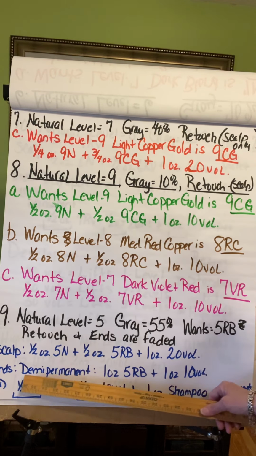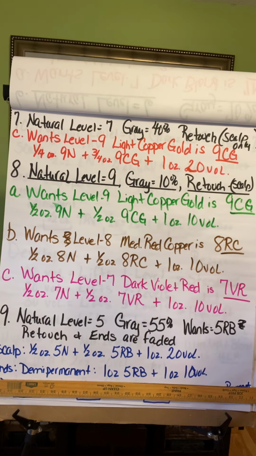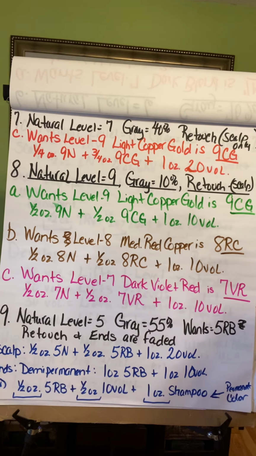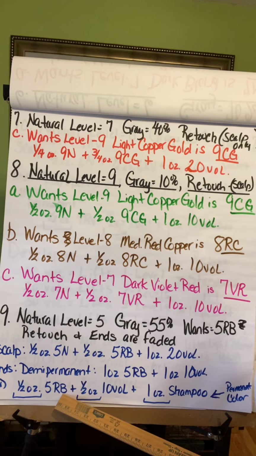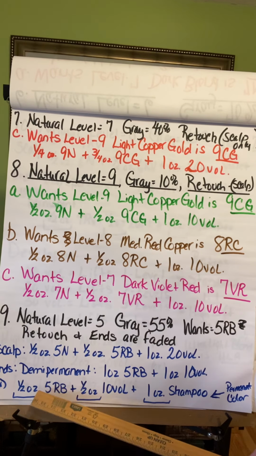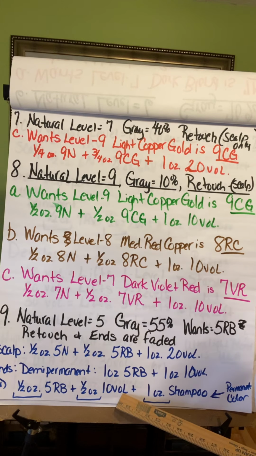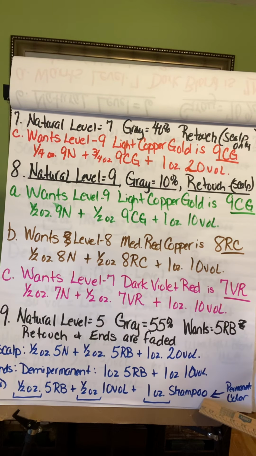Okay, so you could write it like that. The ends could be written as demi-permanent, 1 ounce of 5 RB plus 1 ounce of 10 volume developer. Or if you don't put demi-permanent, your formula should look like this. It should be 1/2 ounce of 5 RB plus 1/2 ounce of 10 volume developer plus 1 ounce of shampoo.